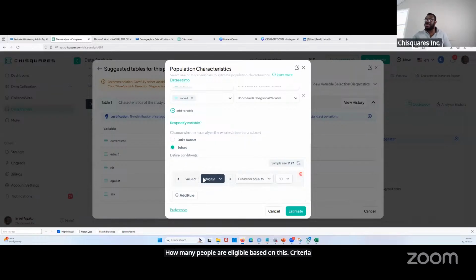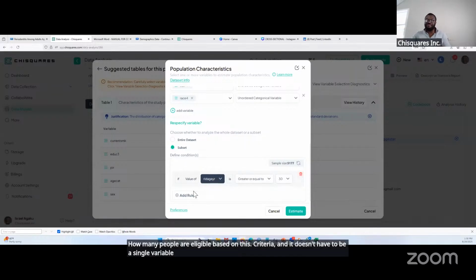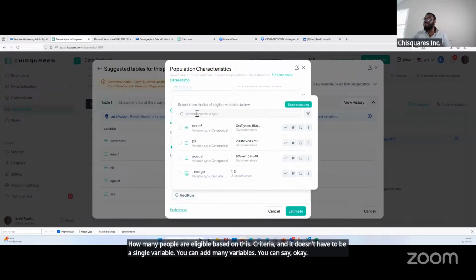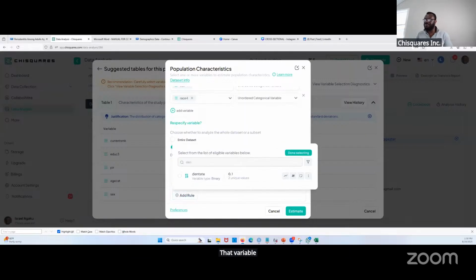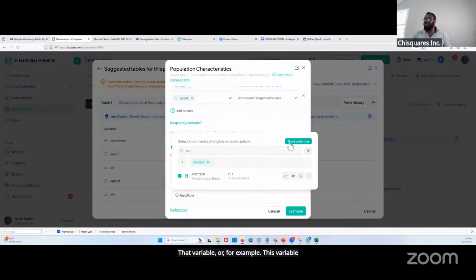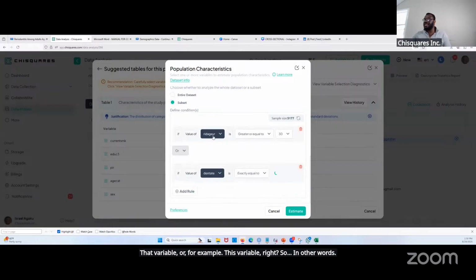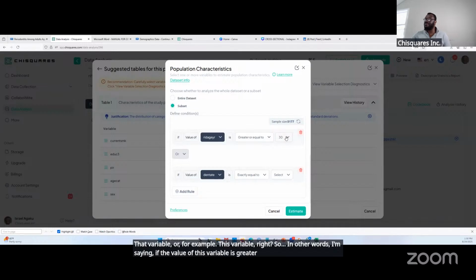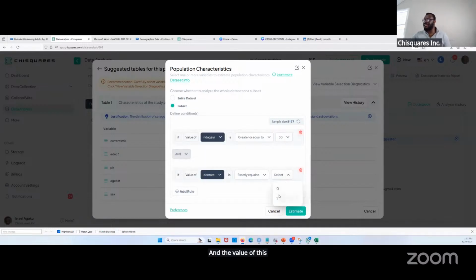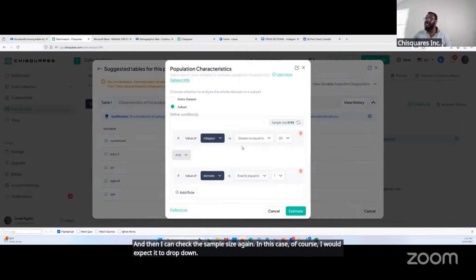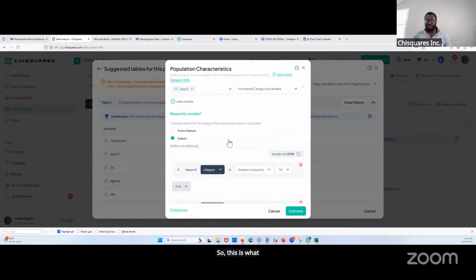And it doesn't have to be a single variable. You can add many variables. For example, I'm saying if the value of this variable is greater than or equal to 30, and the value of this is exactly equal to 1, and then I can check the sample size again. In this case, of course, I will expect it to drop down. So this is what you need to do.